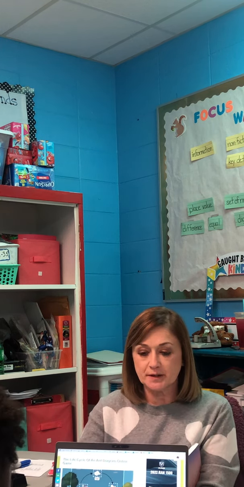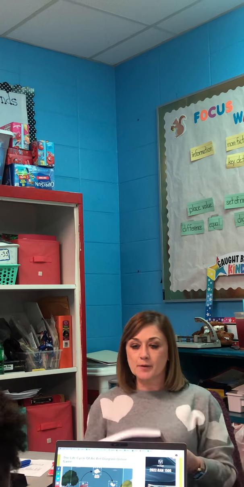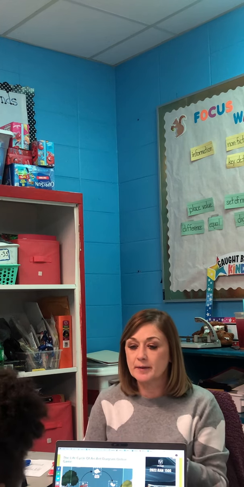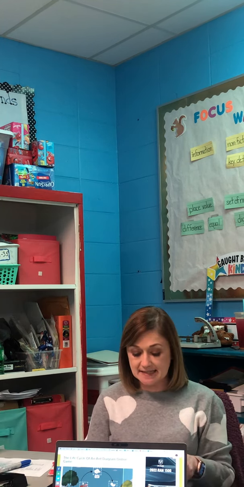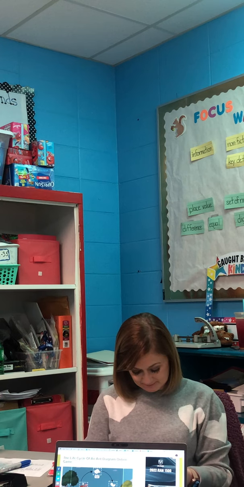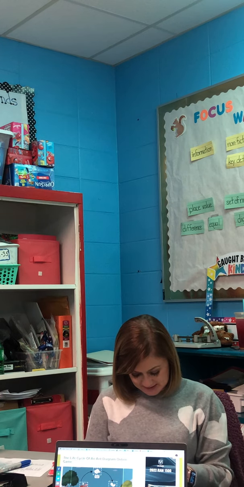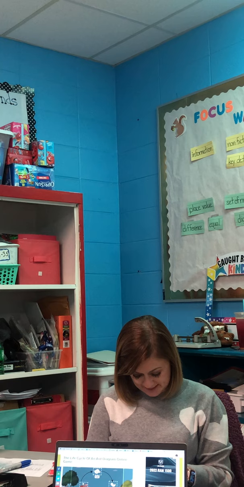No, don't touch, London. You have it right in front of you. You don't put life cycle 1 egg. No, you would put ant. Life cycle 1 is an ant, because this is the first one you're doing. It's an ant.